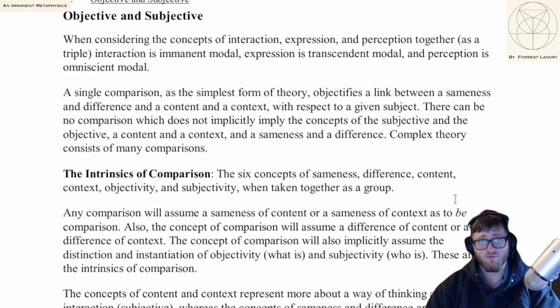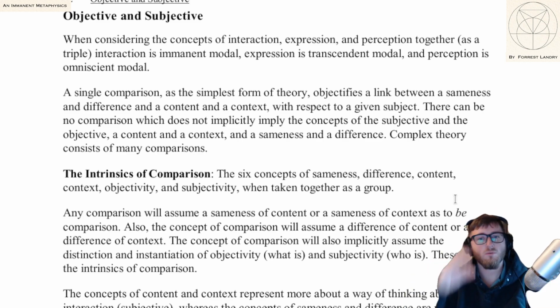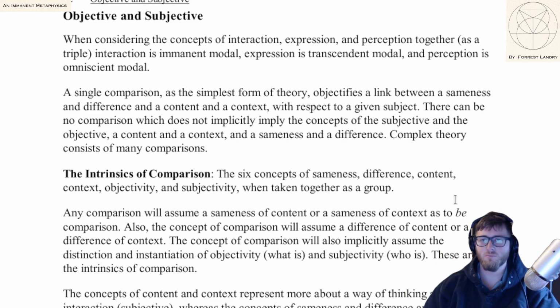Objective and subjective. When considering the concepts of interaction, expression, and perception together as a triple, interaction is immanent modal, expression is transcendent modal, and perception is omniscient modal.